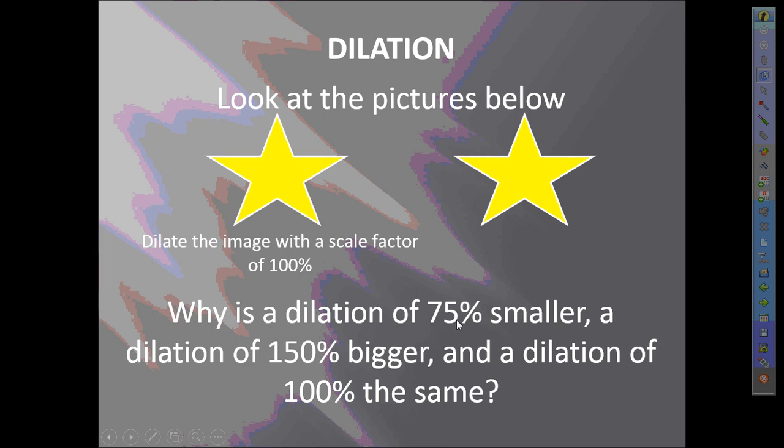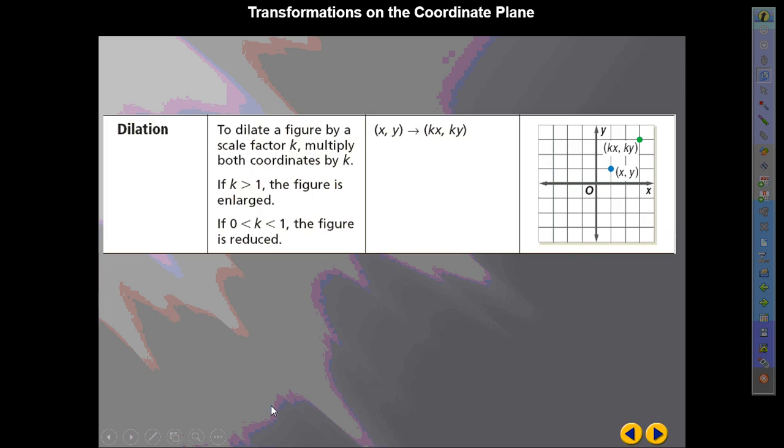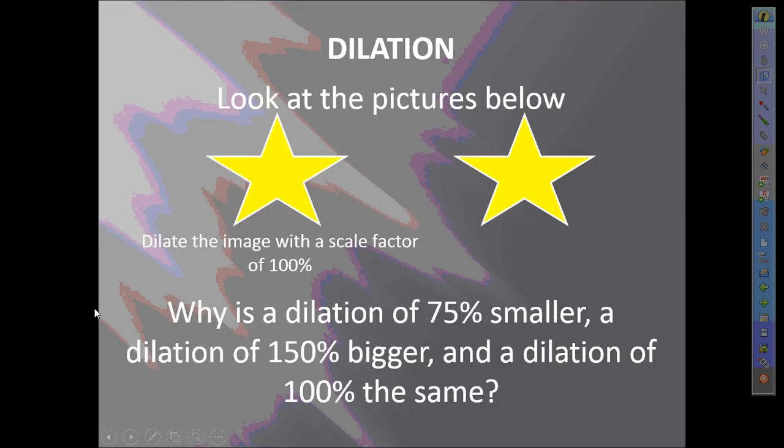So why is a dilation of 75% smaller, a dilation of 150% bigger, and a dilation of 100% the same? Just like we said before, 100%, that's the whole shape. 75%, it's only 3/4 of the shape. And 150% is more than the whole shape itself. When you think about percentages, 100% is the whole. If we think about fractions, things that are bigger than 1, that's more than the whole. Things that are less than 1, that's smaller than the whole. So this is why they end up being smaller.